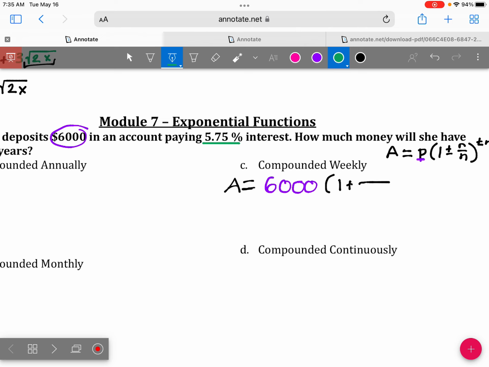How do I put my rate as a decimal? The rate goes here, but 5.75%, whenever we're switching percents to decimals, we think about Beyonce. Because we go to the left, to the left. Okay? So this is going to be, and we put a 0 in, that's about 0.0575.